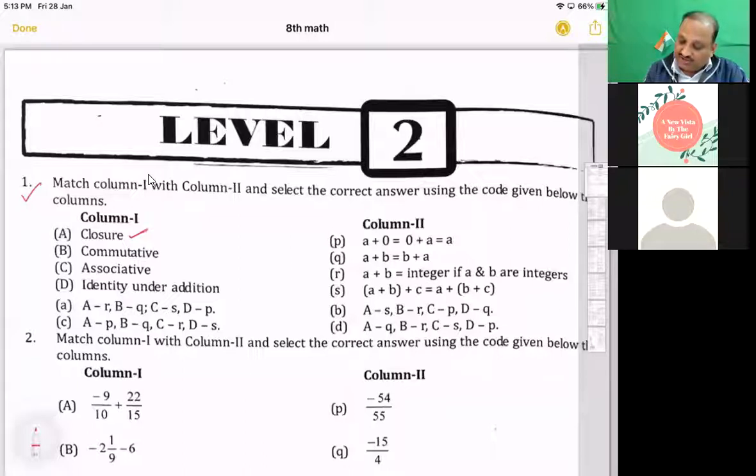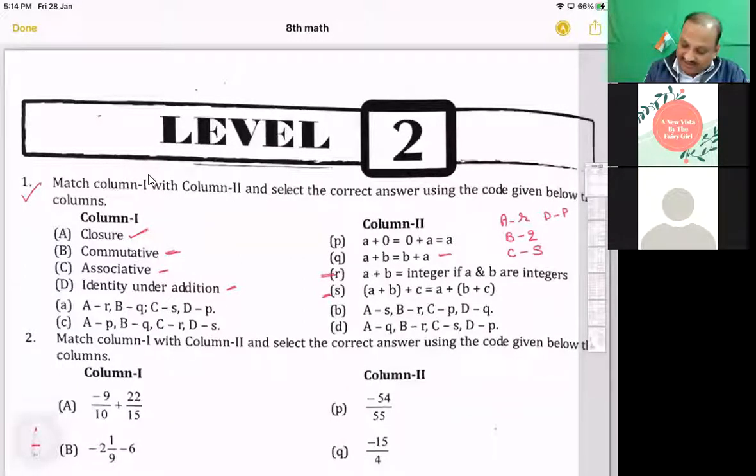Now, which thing we can say is closer? तो आप बच्चे देख सकते हैं with R, we call it closer. तो A का R के साथ combination हो गया. Okay. Next आइए. Next we move to commutative. तो commutative means Q. तो B is related to Q. This is commutative. Next, associative. तो C is related to S. And last, identity under addition, D is equal to P.